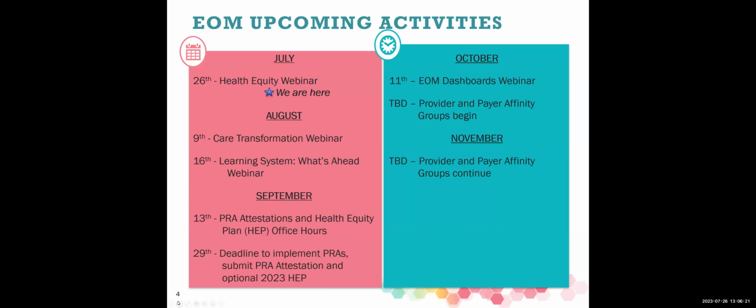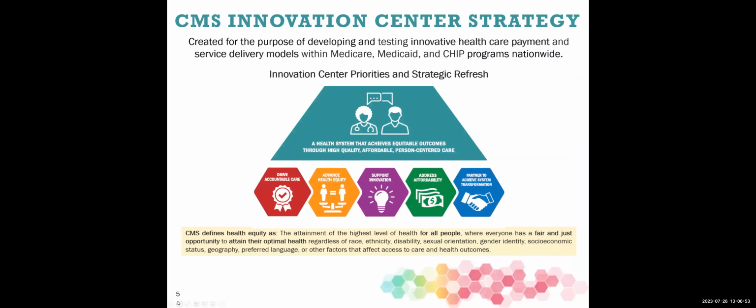I also wanted to flag that the EOM PRA attestation will be available to participants on August 1st. Moving into October, on the 11th, we'll have the EOM Dashboards webinar. And moving toward the end of the year, look out for dates for the provider and payer affinity groups and the different options that will be offered for you all. And with that, I will go ahead and pass it over to Batsheva.